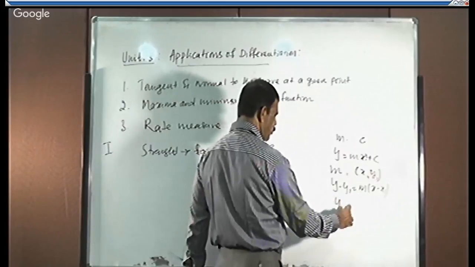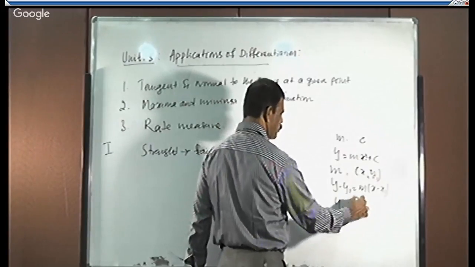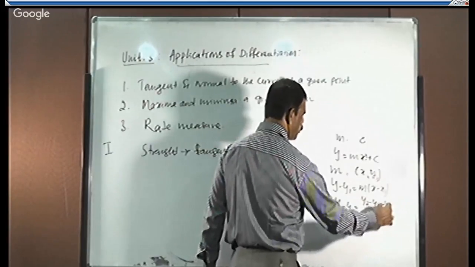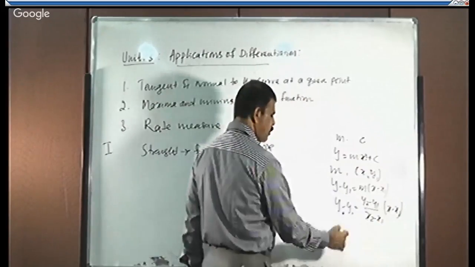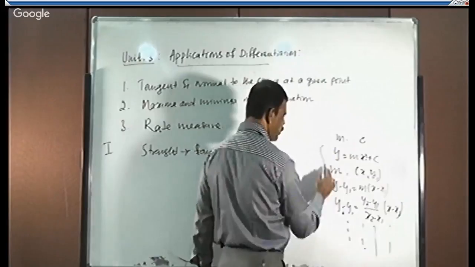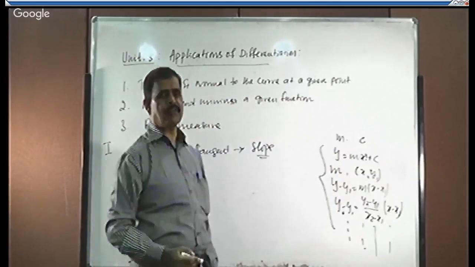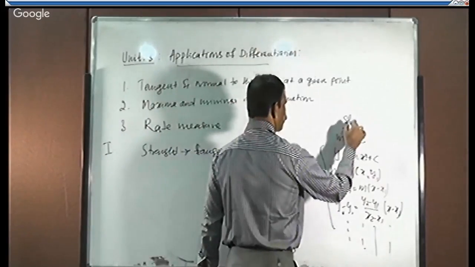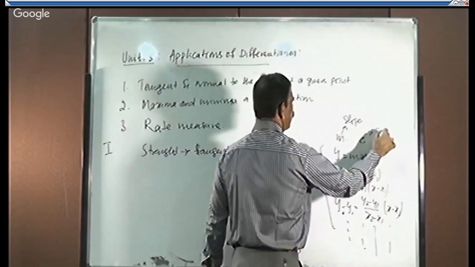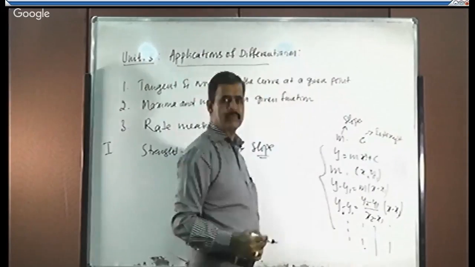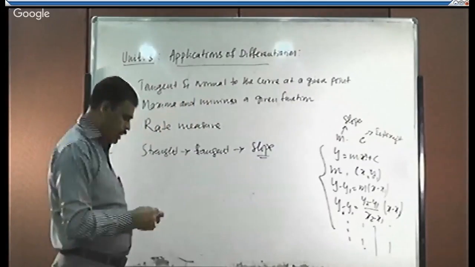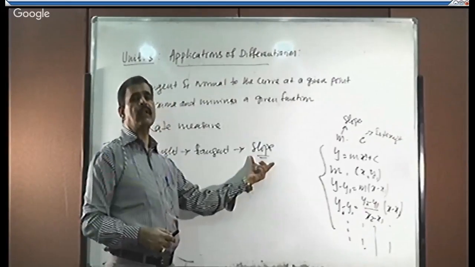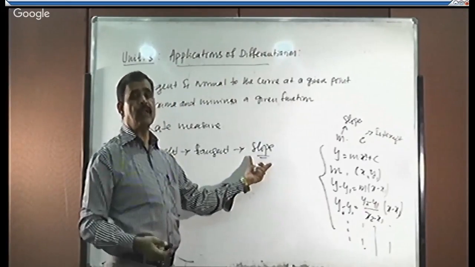If there are two passing points, with that we find the equation: y minus y1 is equal to (y2 minus y1) by (x2 minus x1) into (x minus x1). We have other equations also, right? We have discussed these three forms of equations in the first unit. What is m? m is the slope. c is the intercept. So there is a connection to get the slope of a given curve using differentiation.